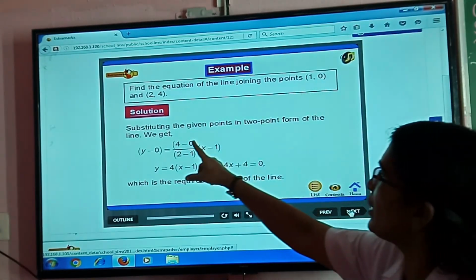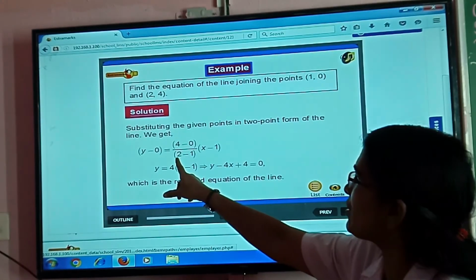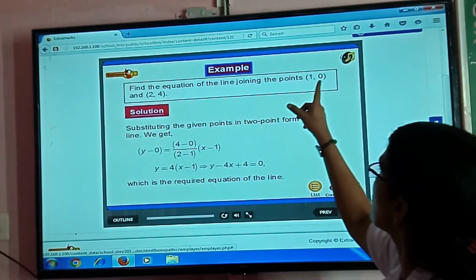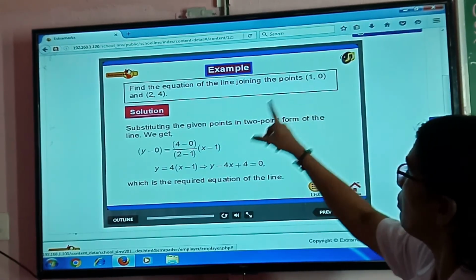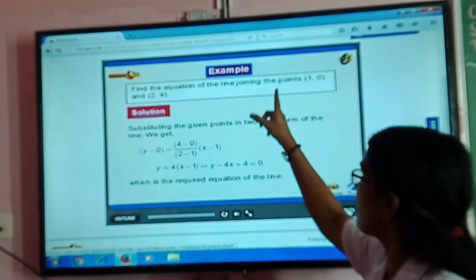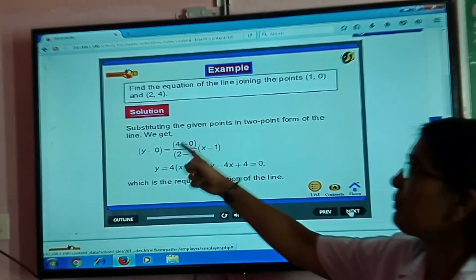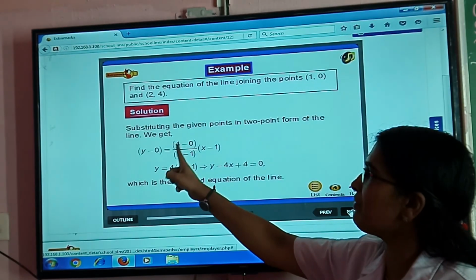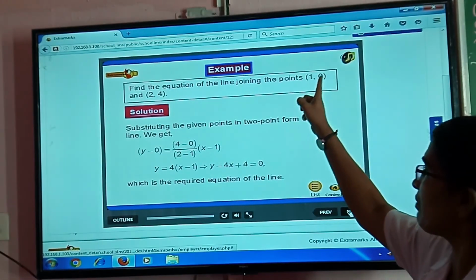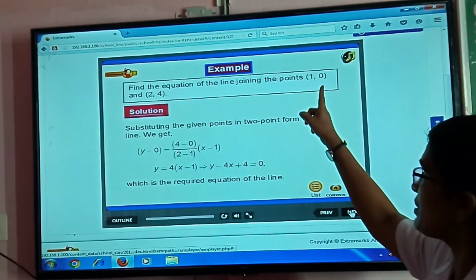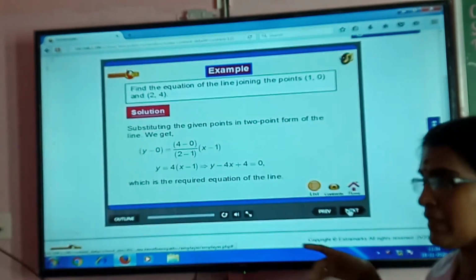y minus 0 is equal to (y2 minus y1), that is 4 minus 0, divided by (x2 minus x1), that is 2 minus 1, into (x minus x1). What is x1? We have 1. Is it clear here? Substitute the given values x1, y1 and x2, y2 in this formula. And what is our formula? y minus y1 is equal to (y2 minus y1) divided by (x2 minus x1) into (x minus x1). This is x1, y1 and this is x2, y2. Substitute these values clearly in this formula. Is it clear? Now simplify.